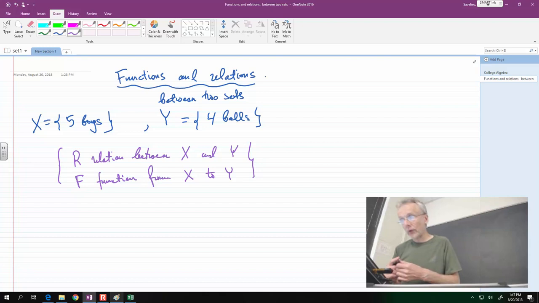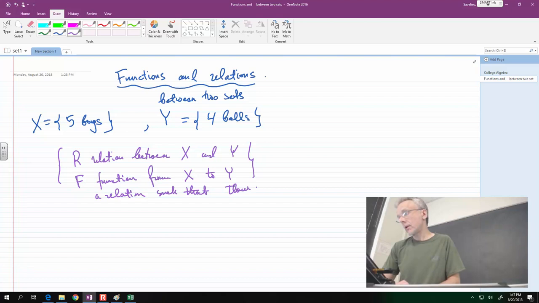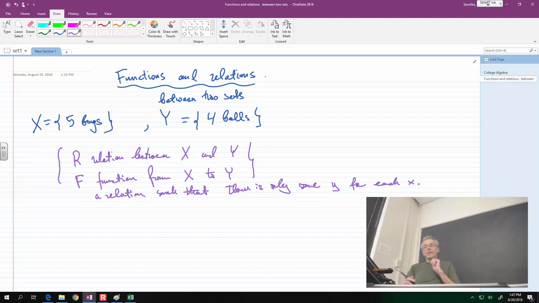So what is a function? A function is a relation such that there is exactly one y for each x. What does that mean? It means that, first, the arrows become one-sided. And secondly, there cannot be two arrows leaving the same origin.